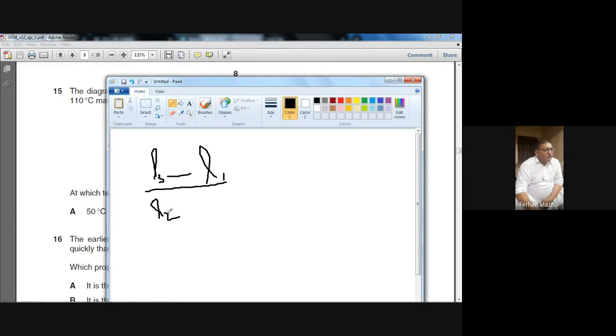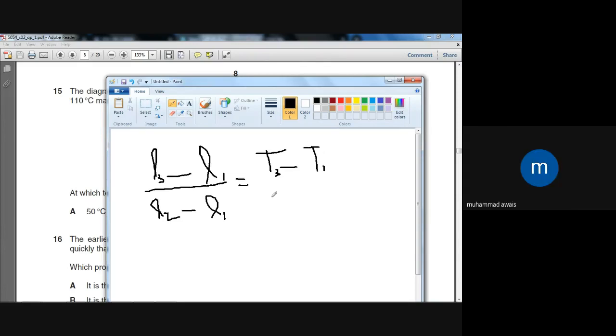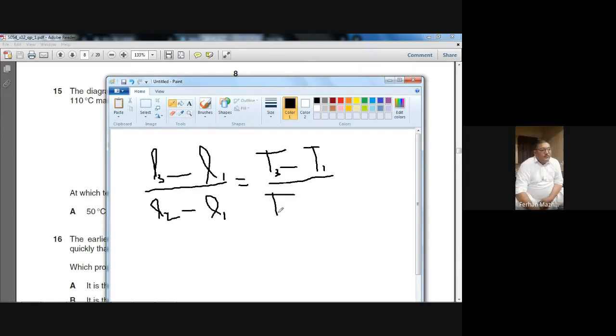I'm writing L3 minus L1 divided by L2 minus L1 equals temperature, or you can say theta, temperature 3 minus temperature 1, the change in temperature, divided by temperature 2 minus temperature 1. Yeah. So now we will put the values, okay?